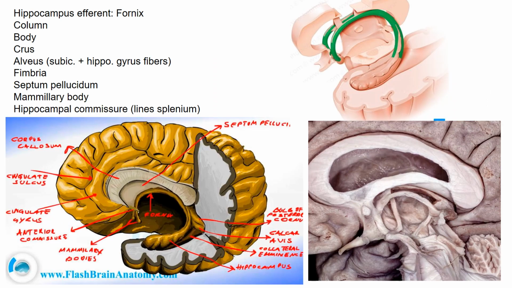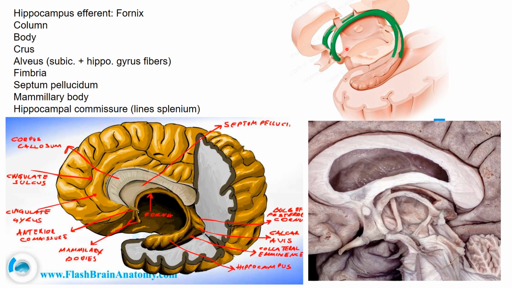Okay, so this is a fornix slide. I've got a lot of different ways to look at it because it's kind of confusing. It's kind of C-shaped, just like a lot of the other things in the brain are. So the fornix, like I said earlier, connects the mammillary bodies to the hippocampus. So we have mammillary body, fornix, hippocampus. It's just a fiber pathway. It's not too complicated, but it has three named portions.